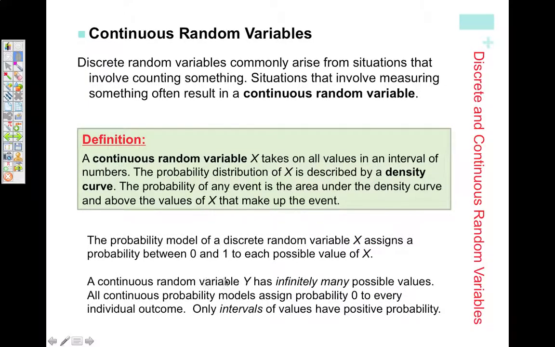So, a couple summaries here. Probability is between 0 and 1. A continuous random variable has infinitely many possible values because it's measurable, it's continuous. All continuous probability models assign probability 0 to every individual outcome. We can only find intervals of values that have probability. So we can only find the probability that something is between 0 and 2. If I ask what's the probability of being 2, we'd say that that is 0.